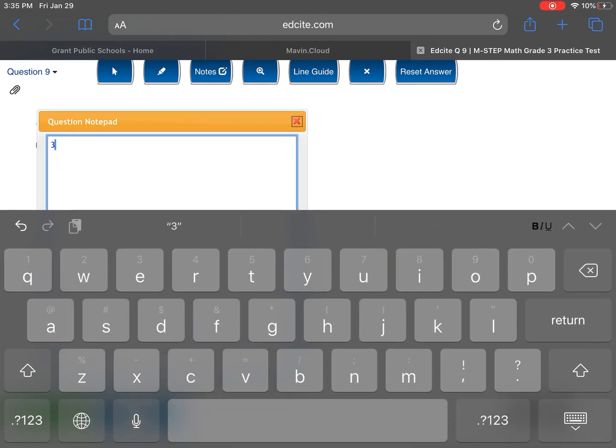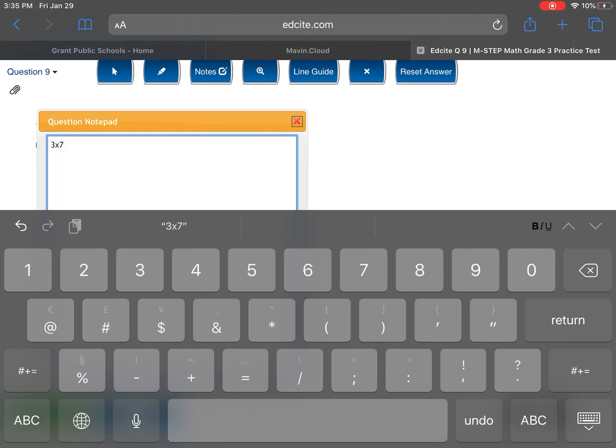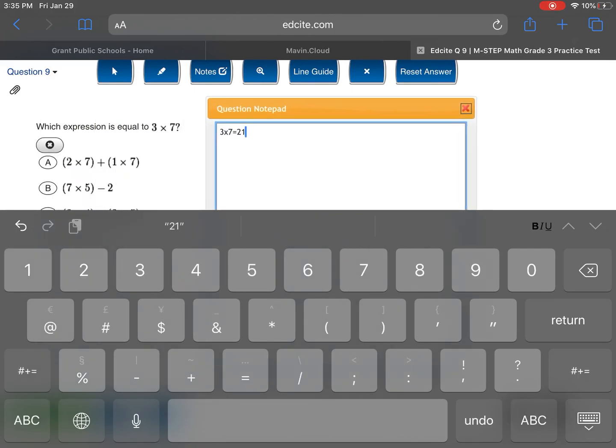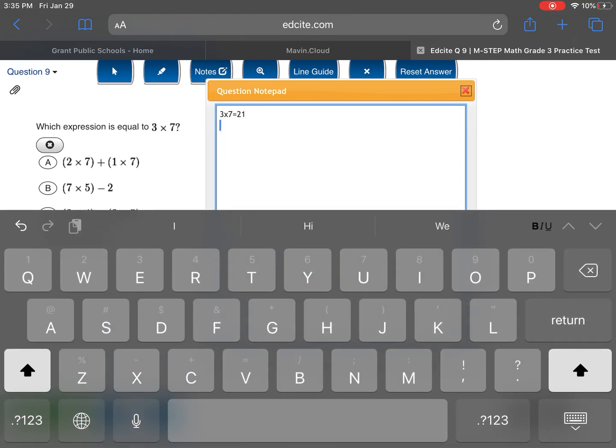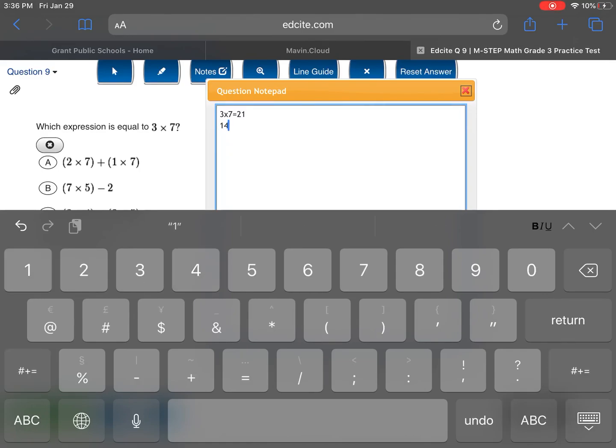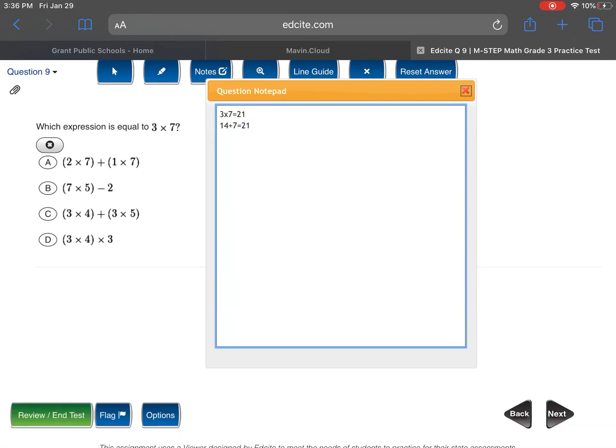3 times 7 equals 21. I'm going to move it over here so I can see, because I want to remember 3 times 7 equals 21. So everything we want to see if it equals 21. So let's check A. And remember, we do what's in parentheses first. So A says 2 times 7, that would be 14. And then plus 1 times 7. So 14 plus 1 times 7 is 7. So 14 plus 7, that equals 21. So I can see that A is equal.